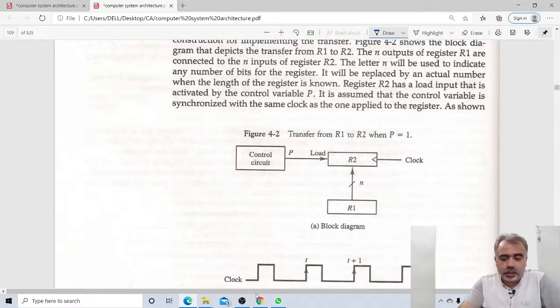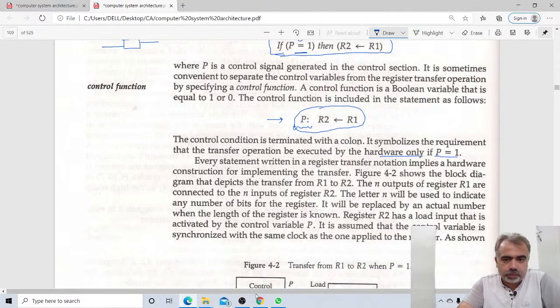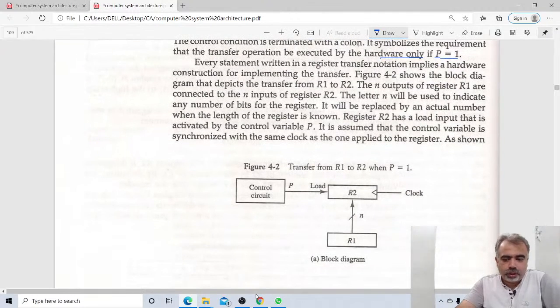This is a very important question. Sometimes the question coming in the exam is to represent this with a circuit diagram. Draw the circuit of this. The circuit of this is very simple.